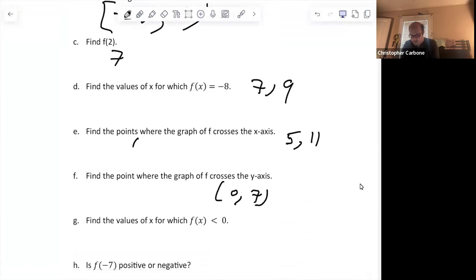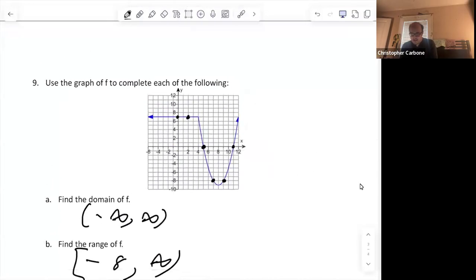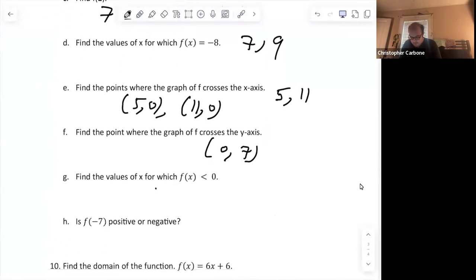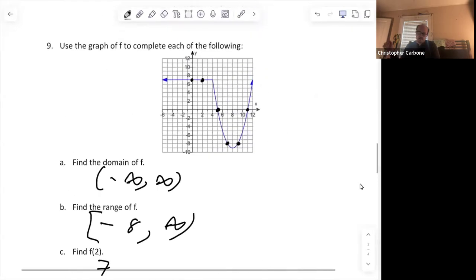Probably should actually write this little e like this. 5, 0, and 11, 0, except making it seem like those are points. Find the values of x for which f of x is less than 0, which in this case would be between those 2 points where it hits 0, which would be between 5 and 11, before it falls below 0 there. Or as a set, that'll be 5 to 11. And is f of negative 7 positive or negative? Since it continues to go up to the left there, it should be positive.